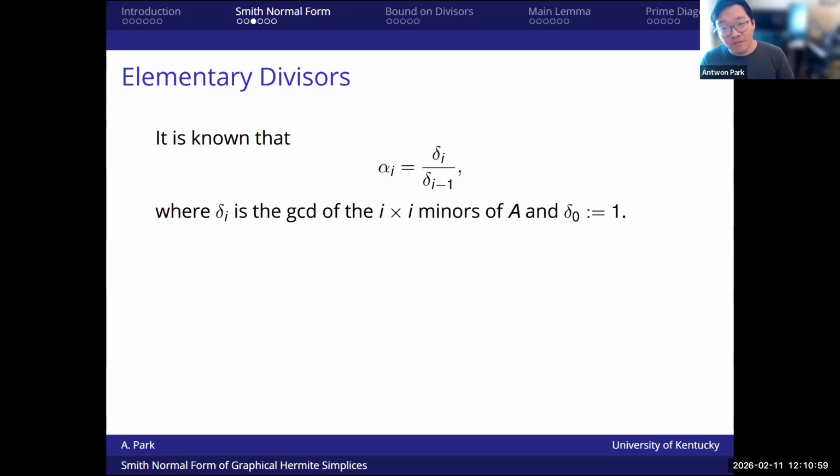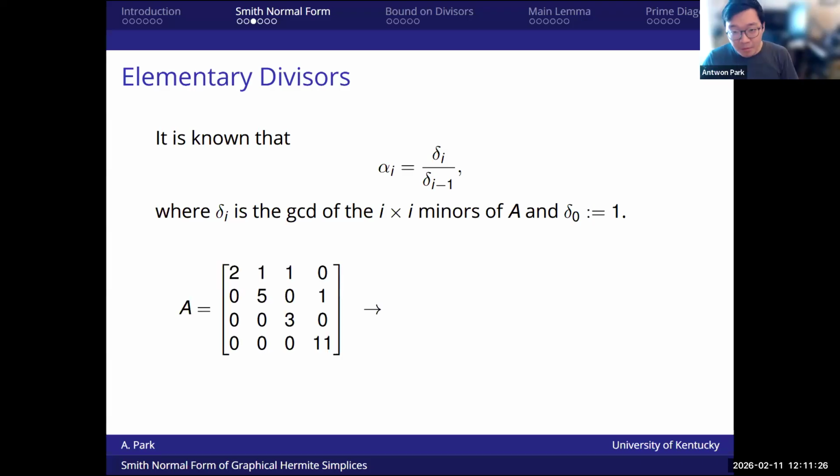When you're computing elementary divisors, you can do so using this formula. If you have the I by I minors, that are the determinants of the I by I submatrices, if you compute all the I by I minors, find their GCD, that's going to be this delta sub I. And dividing delta sub I by delta sub I minus 1 is going to give you what alpha I is.